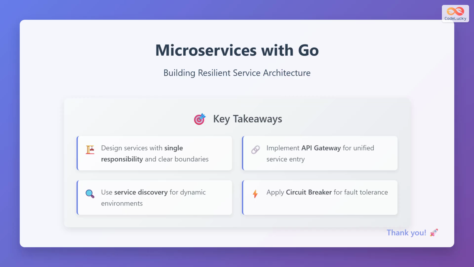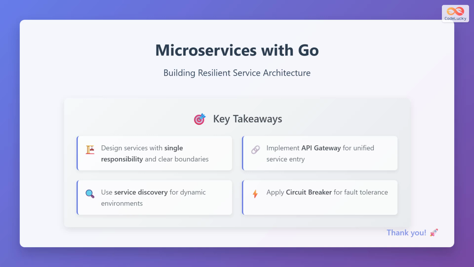Second, implement API gateway patterns for unified service entry points. The API gateway simplifies client interactions, handles cross-cutting concerns like authentication and rate limiting, and provides a single point of control for your microservices ecosystem. Third, use service discovery mechanisms for dynamic environments where service locations change frequently. Whether you choose client-side or server-side discovery, ensure your services can find and communicate with each other reliably. Finally, apply circuit breaker patterns for fault tolerance. Circuit breakers prevent cascading failures, provide graceful degradation, and give failing services time to recover.